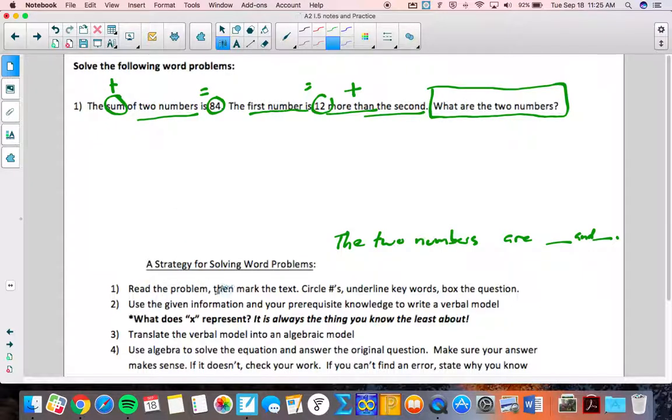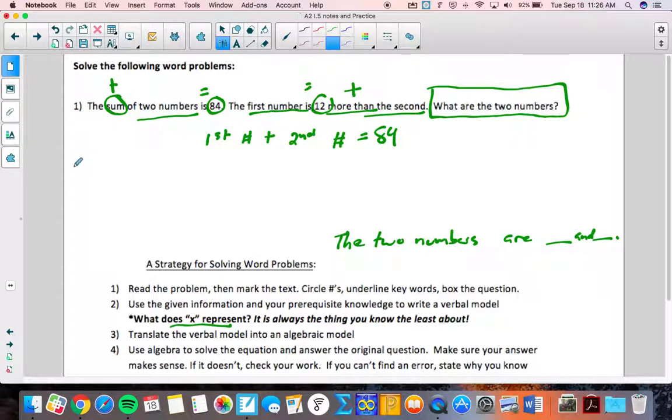So we've marked the text, use the given information to write a verbal model, and then what does x represent? It's always the thing you know least about. The verbal model would be first number plus second number equals 84.